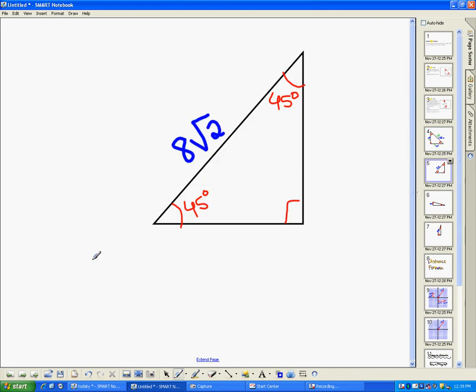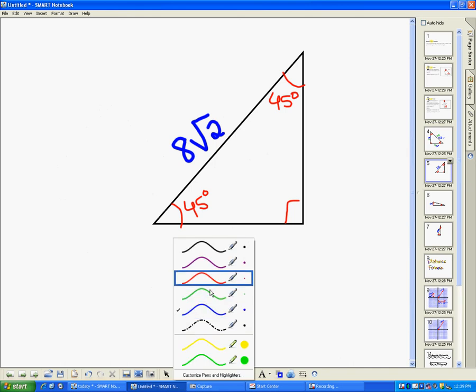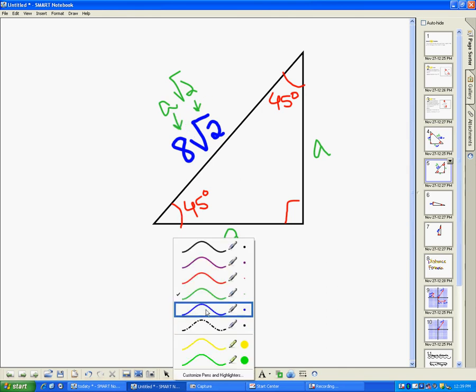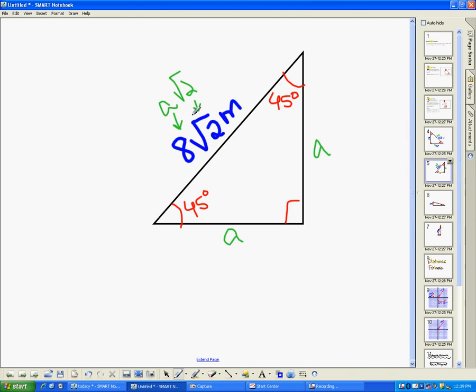Here's another example of a 45, 45, 90 degree triangle. And again, you've got your right angle here, so this is a leg and this is a leg. And your hypotenuse is equal to A square root of 2. Well, if it's A square root of 2, here's your square root of 2, so that means A must be equal to 8, and I didn't put a unit on there. We'll call that meters. So that means A is equal to 8. So that means this side is 8 meters, and this side is 8 meters.